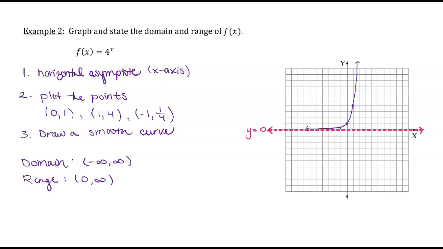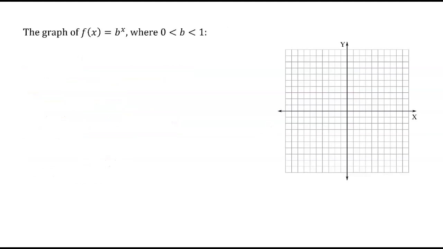Now let's consider values for b that are between 0 and 1. We already considered the case where b is greater than 1, but now let's look at values for b that are less than 1 but still positive. For an example, let's look at f of x equals 1/2 raised to the power of x. Let's consider the same x values that we did when our base was 2.